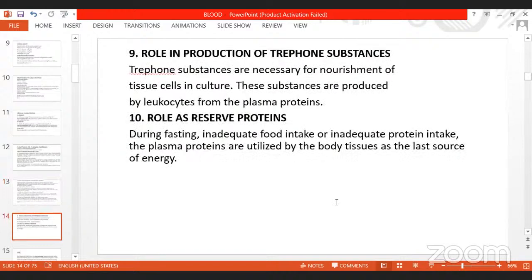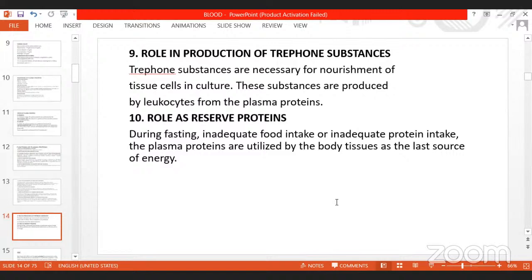And the trephone substance production. These are necessary for the nourishment of tissue cells in culture. These substances are produced by leukocytes from plasma protein, and plasma proteins also act as a reserve protein.